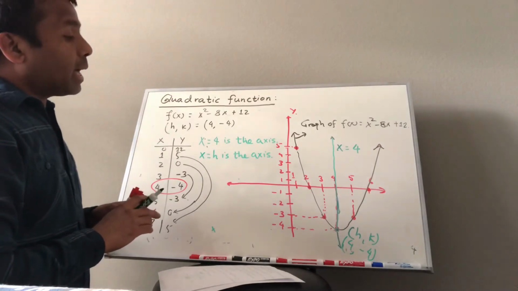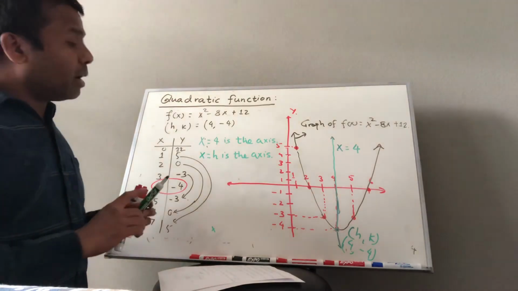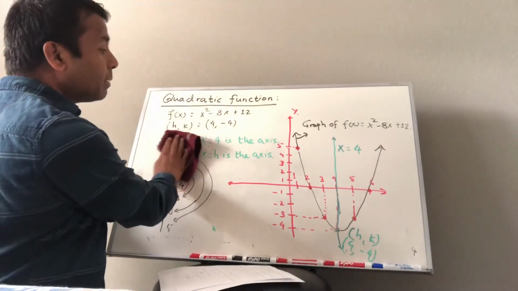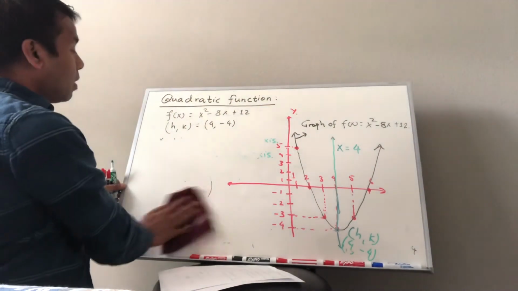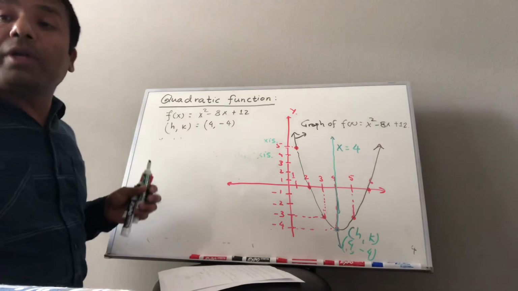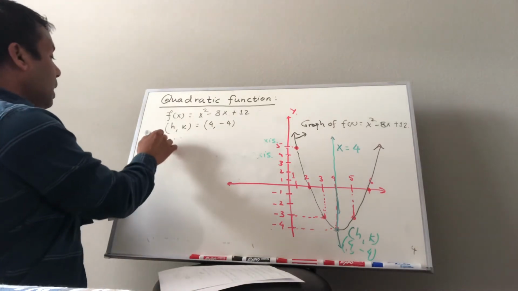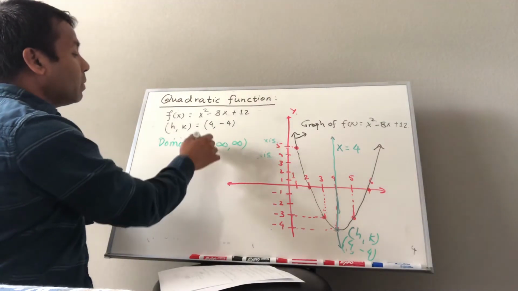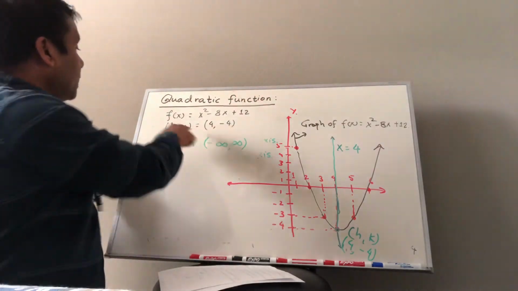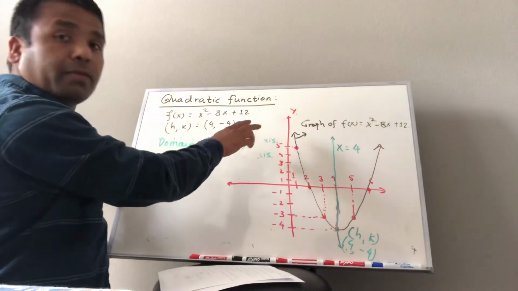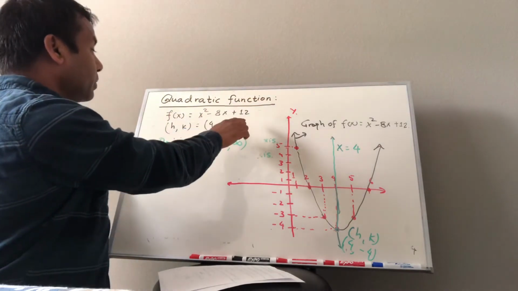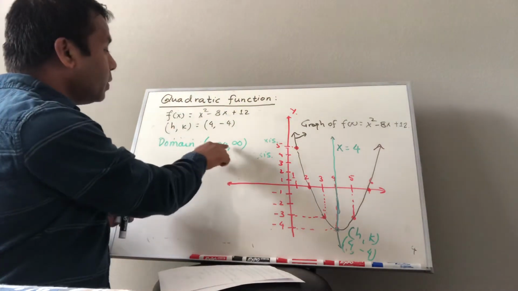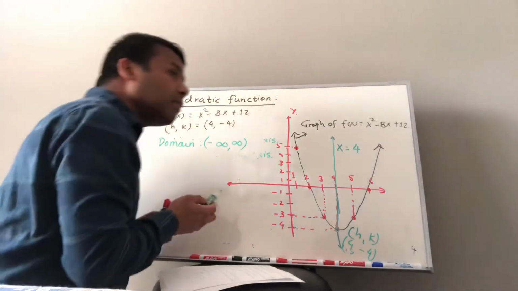If you want to find the domain, this is obvious from the graph: the domain of this quadratic function is the set of all real numbers, negative infinity comma positive infinity. This function is defined for every value of x, for any real value of x. That's why the domain is negative infinity comma positive infinity.